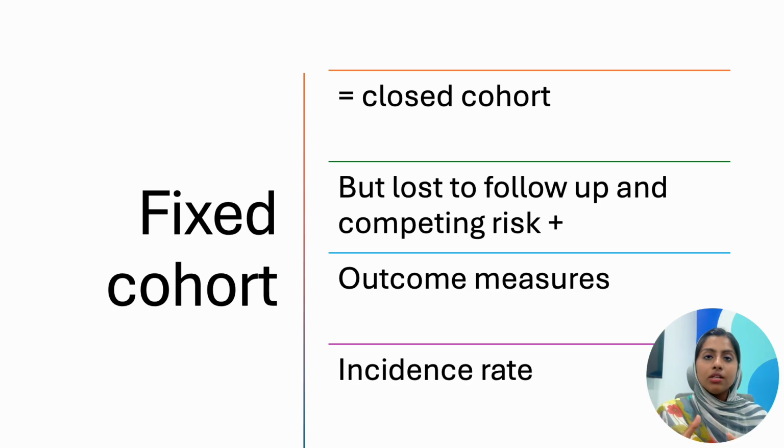Now, what's a fixed cohort? It's actually equal to a closed cohort, but the only thing is you might lose people to follow-up, or you can have a competing risk. Actually, this happens in most scenarios, because not all the time can you have all the patients that you set out to study, right? At some point you might lose the patients, or they might die, so that they are no more at risk of developing the outcome. So that is competing risk. So again, here the time that patients contribute is varying. So in that case, we measure incidence rate, and the measure of association would be rate ratio.